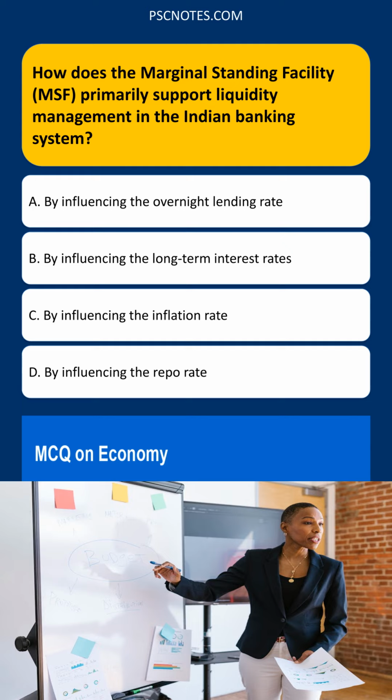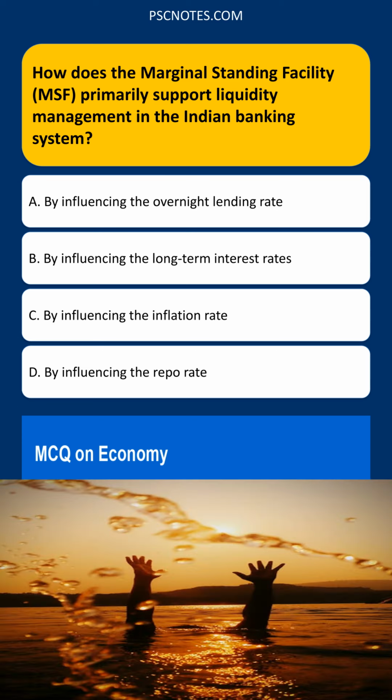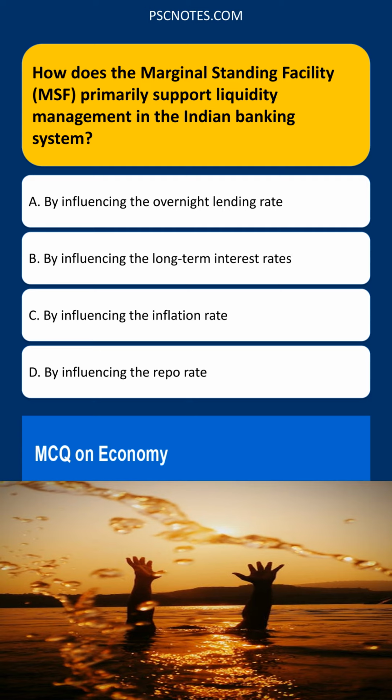By setting the MSF rate, the RBI essentially creates a ceiling on the overnight lending rate. Banks are unlikely to borrow from other sources at a rate higher than the MSF rate, as they can always access funds from the RBI at that rate. Therefore, the MSF directly influences the overnight lending rate in the banking system by providing a backstop lending facility.